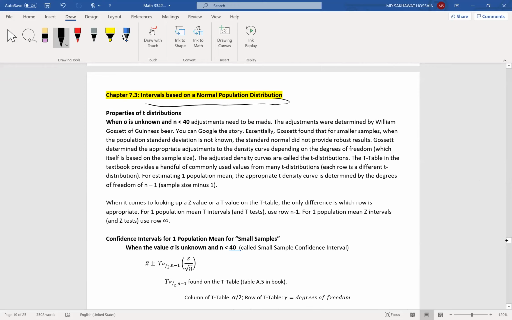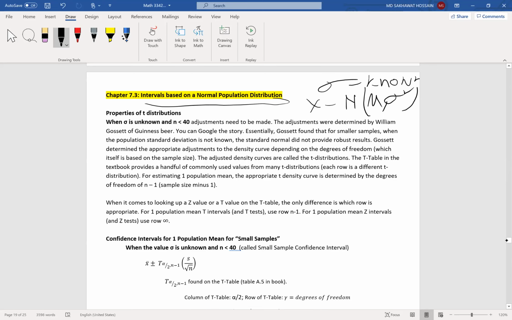That means we know the population distribution. The population distribution is a normal distribution. Here sigma is unknown and the sample size is small. In the previous section, our assumption was also a normal distribution, and sigma was known: X was normal with mean mu and variance sigma square, and sigma was given. So we constructed the confidence interval for mu.